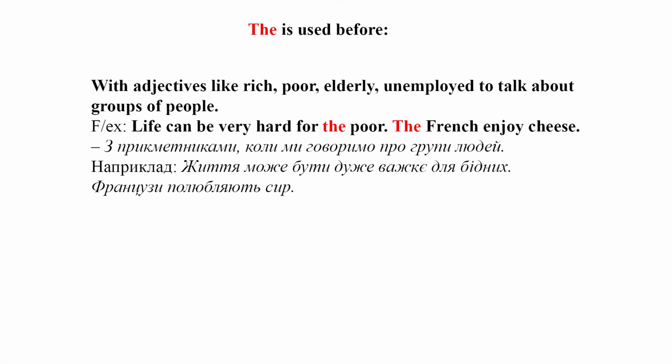With adjectives like rich, poor, elderly, unemployed, to talk about groups of people. Life can be very hard for the poor. The French enjoy cheese. З прикметниками, коли ми говоримо про групи людей. Життя може бути дуже важке для бідних.